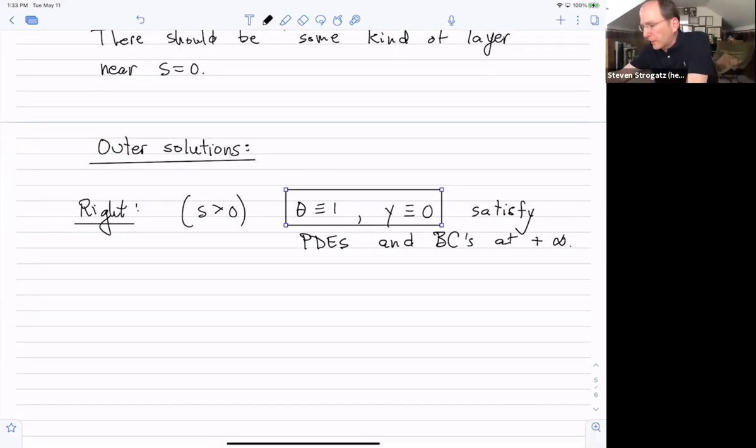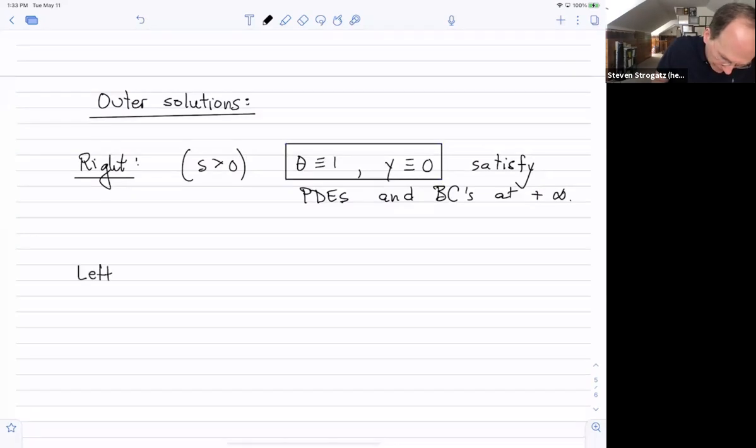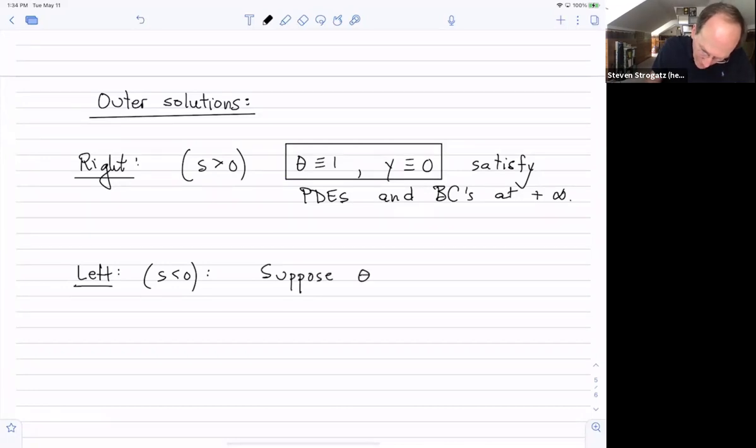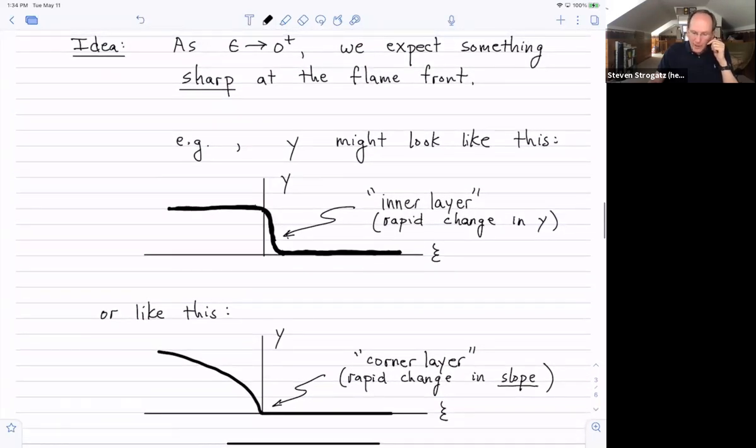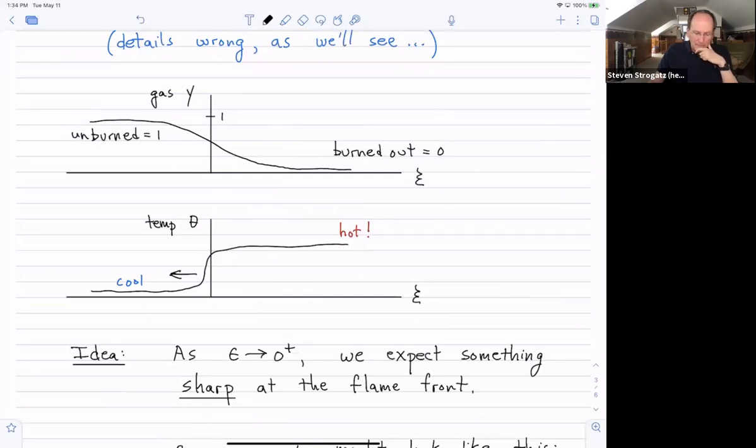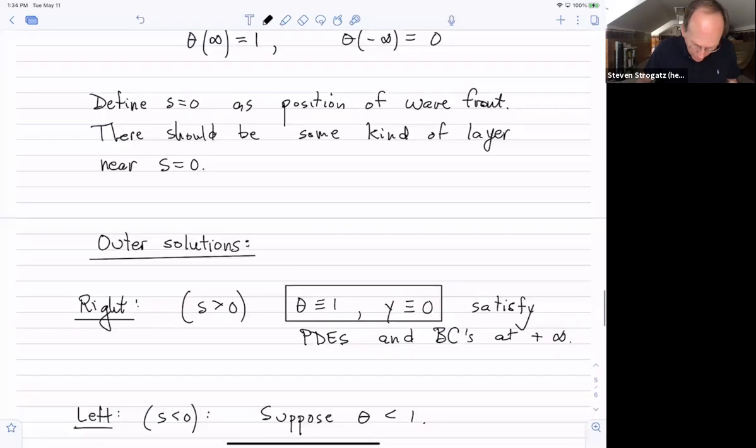Okay, so on the left, it's a little trickier to think about. So now, what's going on the left? Well, the thing to keep in mind is that we're going to think of theta as being less than this burning temperature one. That seems plausible, right? Why would it suddenly get hotter ahead of the flame? Doesn't really make sense. So I'm going to take it as physically clear that theta should be less than one over here. I didn't write one, but this is one. So I'm going to just assume that theta is less than one. I hope that's plausible. I mean, what would it be if it were not one?